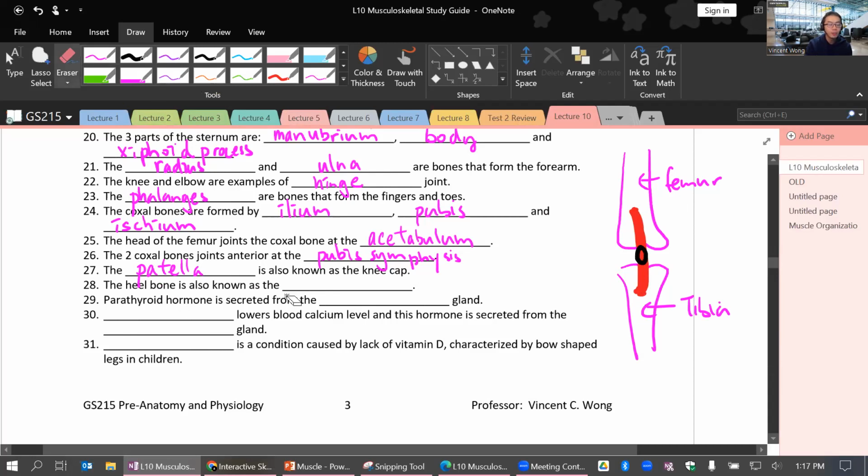Heel bone is called the calcaneus. Okay, calcaneus. It's one of your tarsals. You have 7 of them.